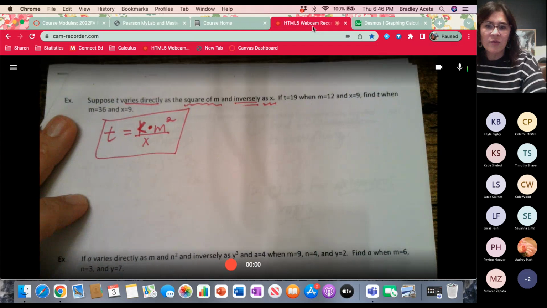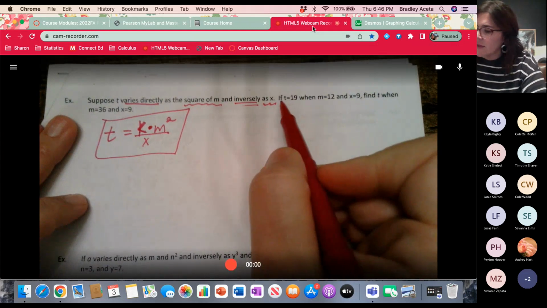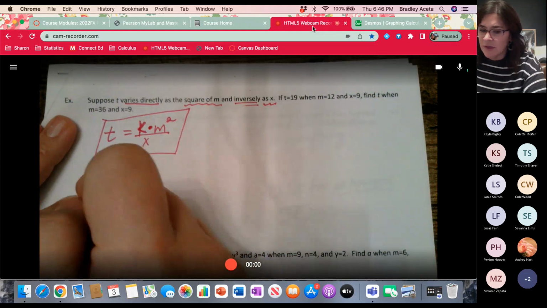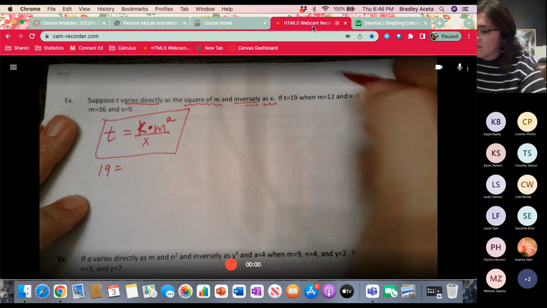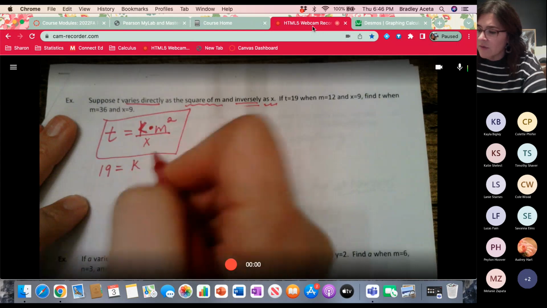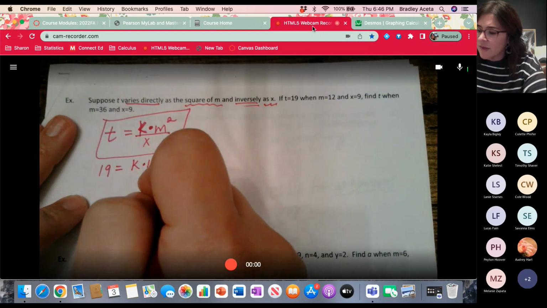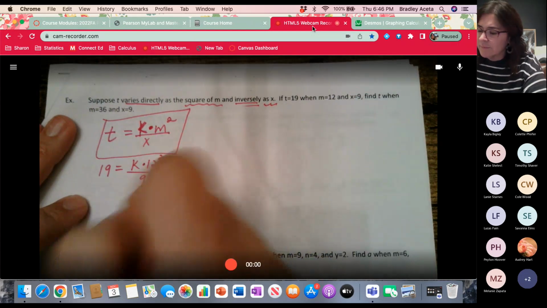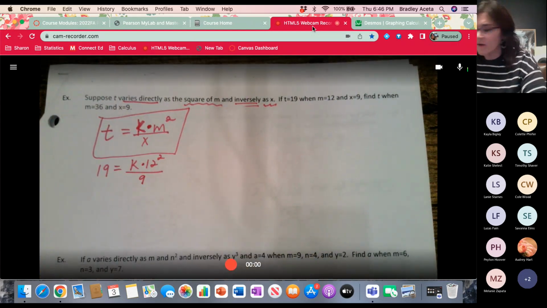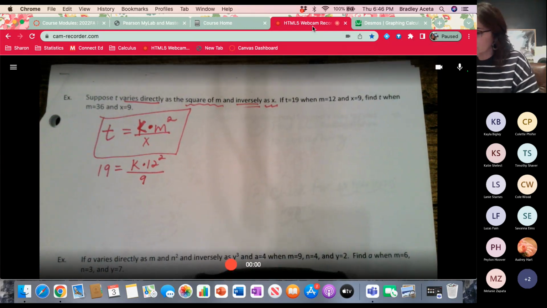Now we're going to solve for k with what they give us first. They tell us t is 19, okay? Put 19 right there. When m is 12, well, k is what I don't know, but m is 12, so 12 squared, and x is 9. Don't even go further. Just stop right there, and we're going to solve for k real quick.